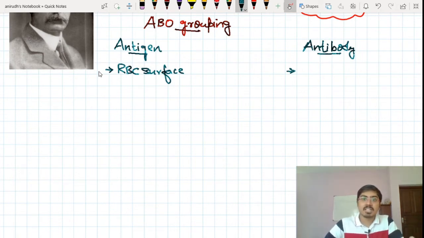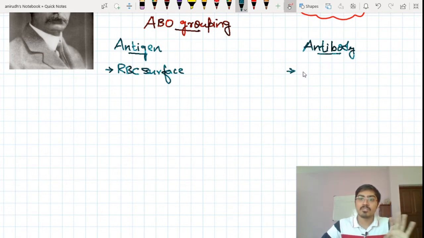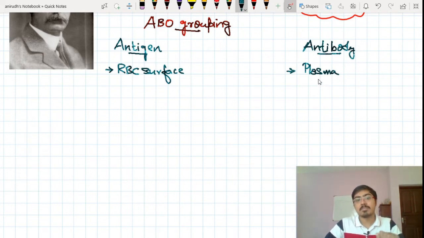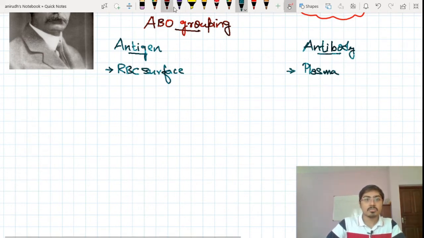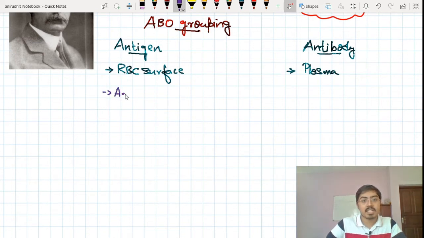Where is this RH antibody present? It is also present in plasma. Where is this RH antigen present? Again on the RBC surface. So antibody is always and always present in the plasma. Remember that, okay? So antibodies are present in the plasma. Now I would like to call it by the correct technical name. So the technical name for antigen is agglutinogen.